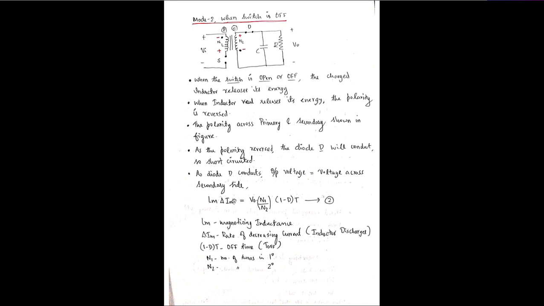Here the delta ILm means the rate of decreasing of inductor current. Because in this case, as the switch is open, the inductor which is already charged will be discharging its energy, so it will be a rate of decreasing current. And 1 minus D into T is the off time, T off. N1 is the number of turns across the primary and N2 is the number of turns across the secondary. So this is the secondary voltage, V0 into N1 divided by N2. Okay, understood. So this is equation number 2.